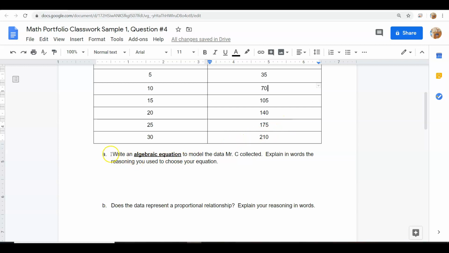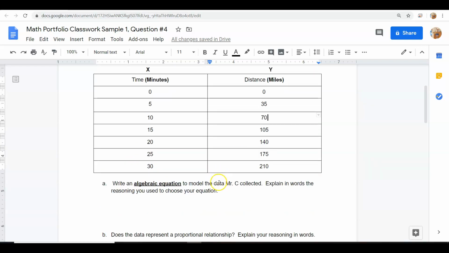Pause while I read question A, where it asks you to write an algebraic equation to model the data Mr. C collected. Explain in words the reasoning you used to choose your equation. So, let's take that equation we worked with before, the slope equation, and apply it to this because we're looking to find the number of miles I run based on the number of minutes that I have run.